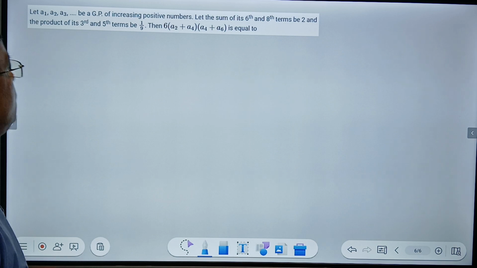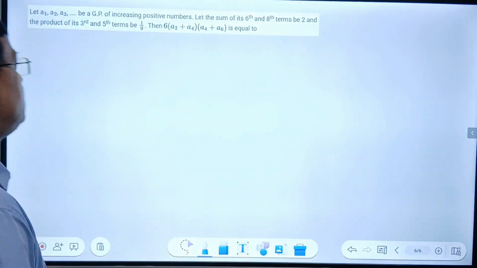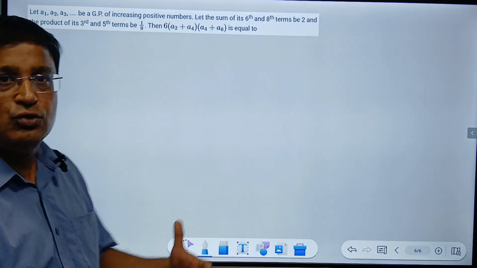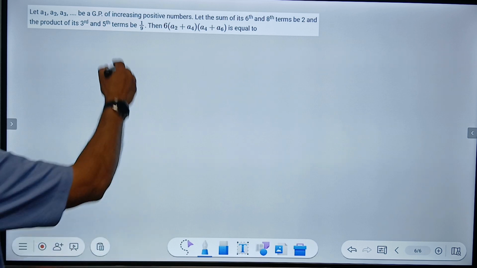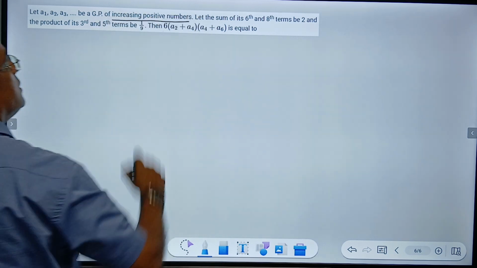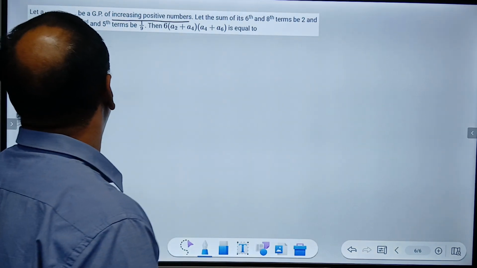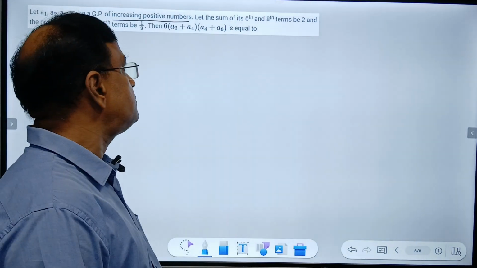If A1, A2, A3, AN are in GP, this similar question I have done in the previous video also, but nothing wrong in repeating same type of questions so that you get used to it, okay? A1, A2, A3, AN are increasing positive numbers. The sum of the 6th and 8th term is 2, and the product of its 3rd and 5th term is 1 by 9. Find the value of this.